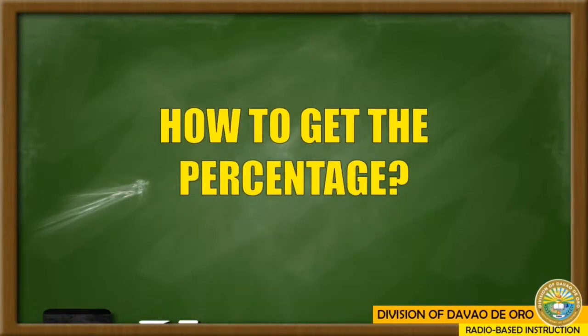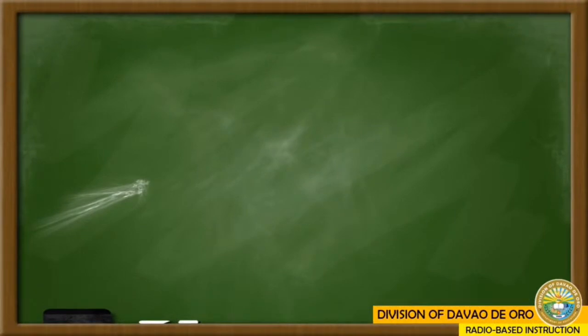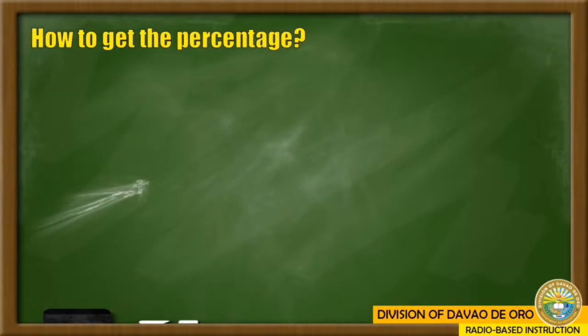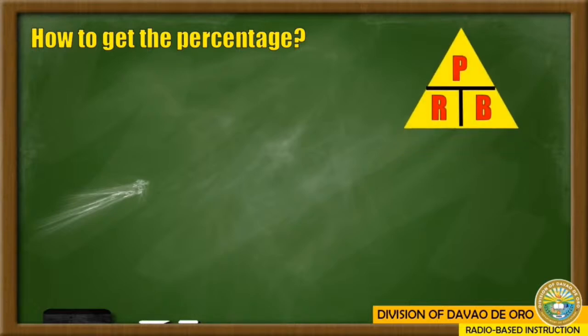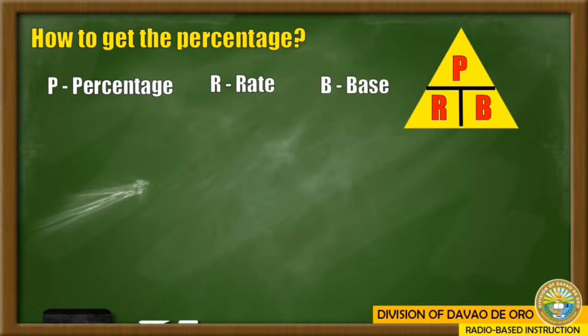How to get the percentage? That is our question to be answered. Now, I will show you the Theon's Triangle. If you will try to observe, inside the triangle has three parts. The letter P for percentage, R for rate, and B for base.